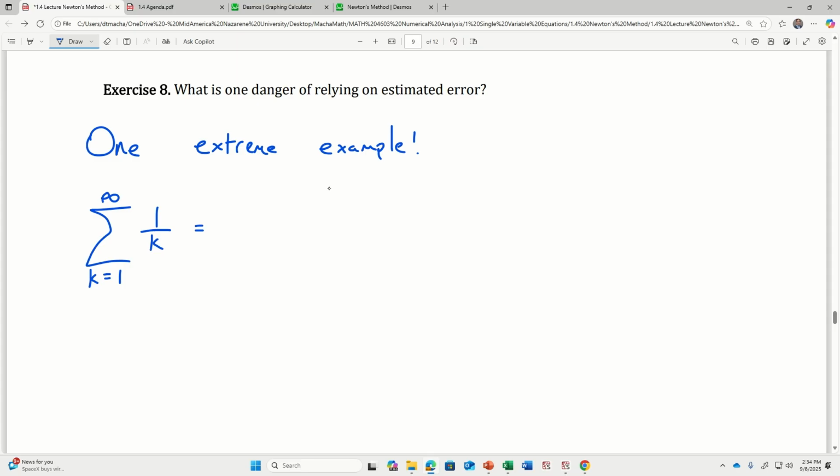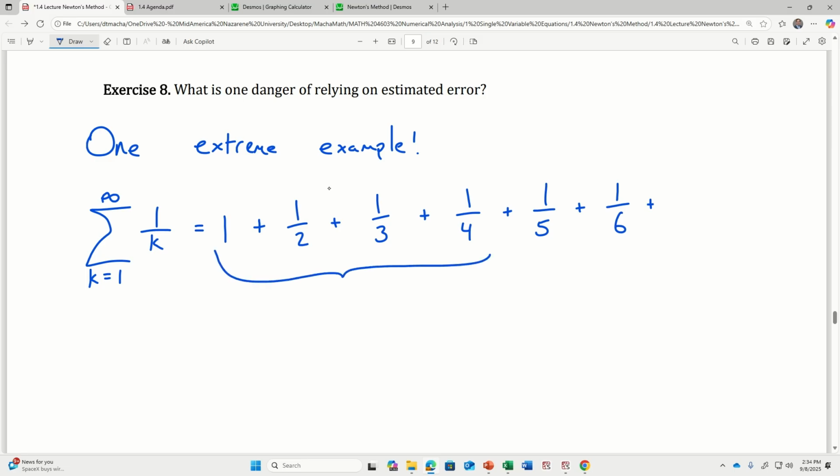I'll break your heart. Is it 1 over k plus 1? I see Colin saying 2, but if I add up the first 4 terms, that's already larger than 2. Oh. So it's not 2. This has a special name. It's called the harmonic series. And this is one that diverges to infinity.